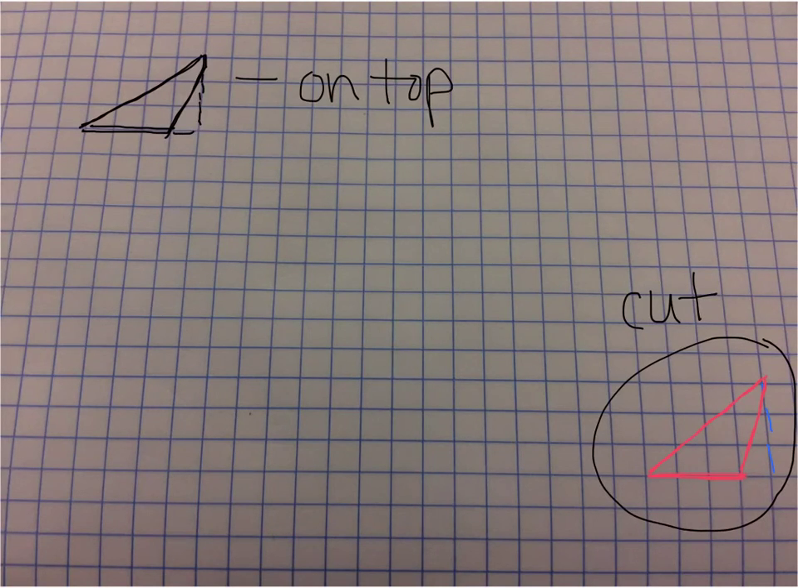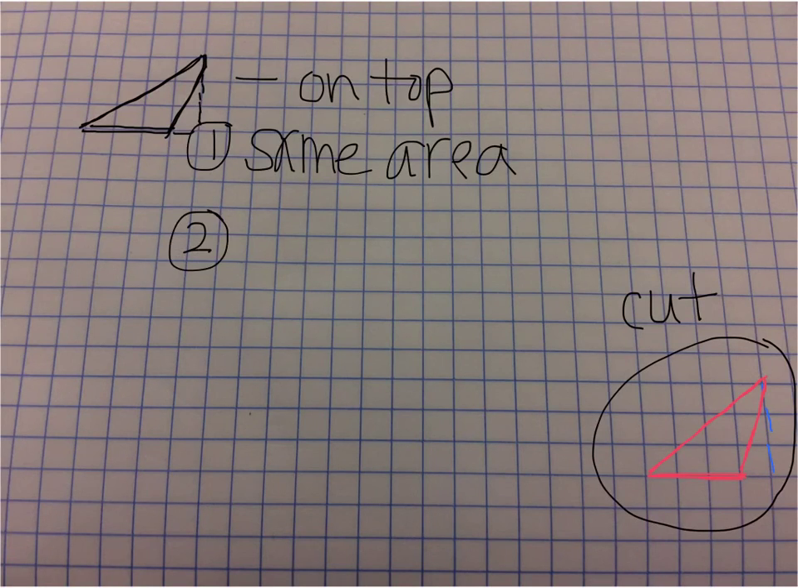You guys are doing two things. You're going to place it on top to see if it is the same area. That's step one. And then the second thing you're going to do is I want you to make a parallelogram out of these two triangles.